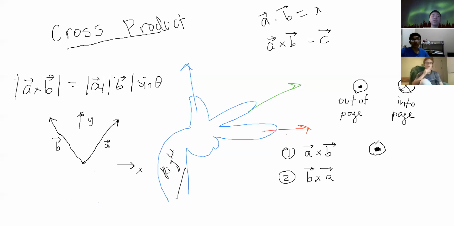What about the opposite situation? Now you want to align your fingers with B and then curl them towards A. So you curl it to the right like that. Now in this situation, where is your thumb pointing? Into the screen or to your face?